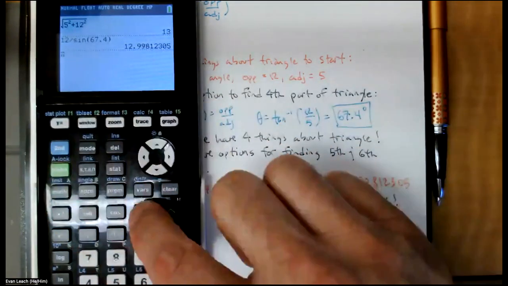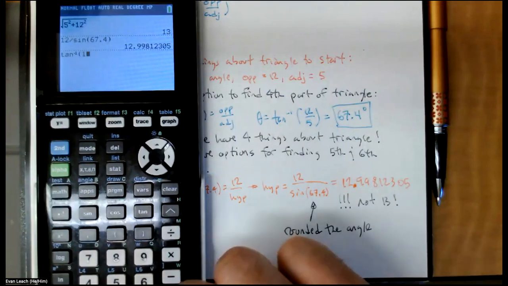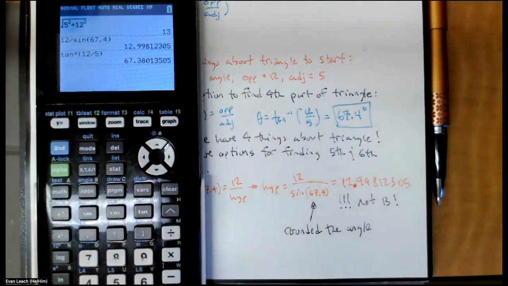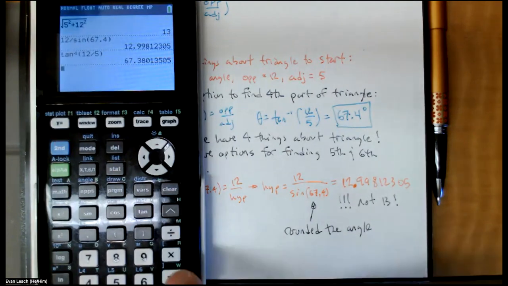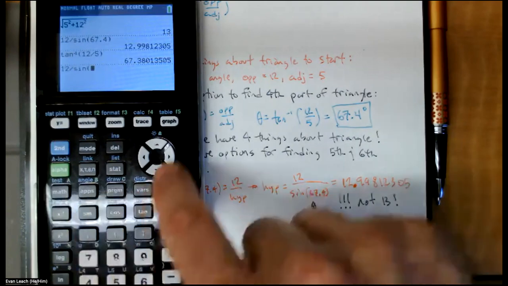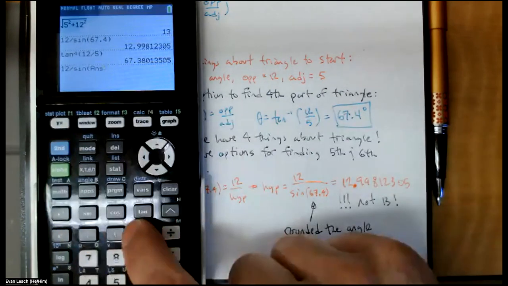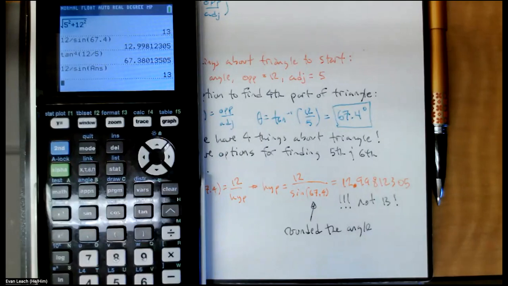Now, if I had used more digits, instead of 67.4, if I had used all these digits and said 12 divided by the sine of this angle, then we do land exactly on 13. Use all the digits that the calculator has, then we'll get it right where we expect it to be. Any questions? If you can avoid using rounded information, then you should.